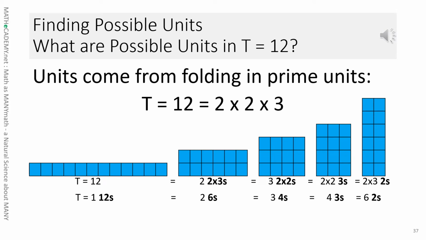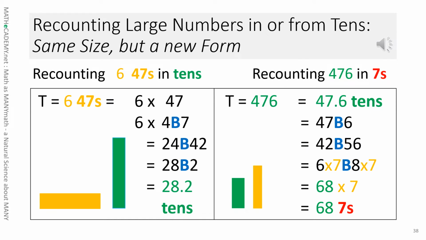What are the possible units in a total of 12? Units come from folding in prime units. T equals 12 equals 2 times 2 times 3. So 1 12s may be reshaped into 2 6s, or into 3 4s, or into 4 3s, or into 6 2s. Recounting large numbers in, or from, tens gives the same size, but a new form.